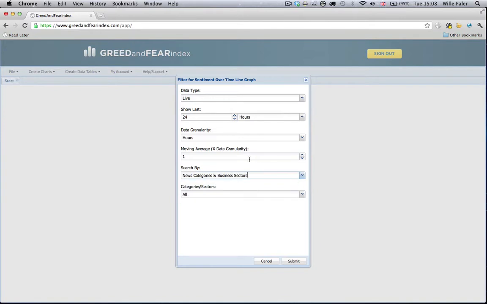For sentiment over time in particular, you also have data granularity, which is how closely spaced the data points will be in the line graph. Let's put this to 15 minutes. You can also define moving averages, which is a multiple of the data granularity. Let's put that to 16, which is 4 hours.